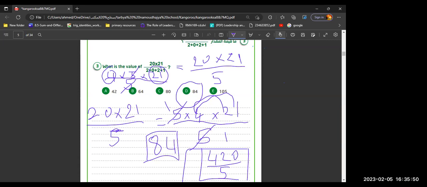All right. You can choose the way that you think is easier for you. It's not a problem. You can multiply 5 by each choice. You can multiply 5 by 42, 5 by 64, 5 by 80, 5 by 84, 5 by 105. It's a smart way.